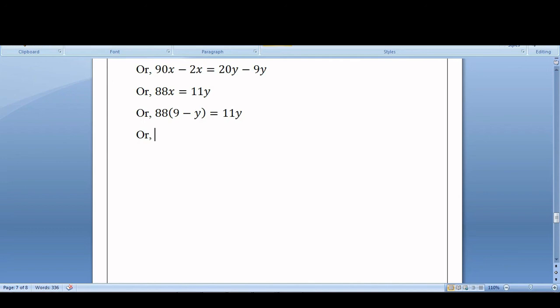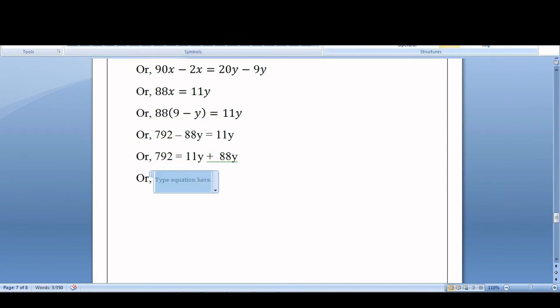So 88 times 9, how much is it? It will be 792. Now 792 equals 11y plus 88y. By reversing the equation, it will be 99y equals 792. Now if you divide 792 by 99, it will be 8.